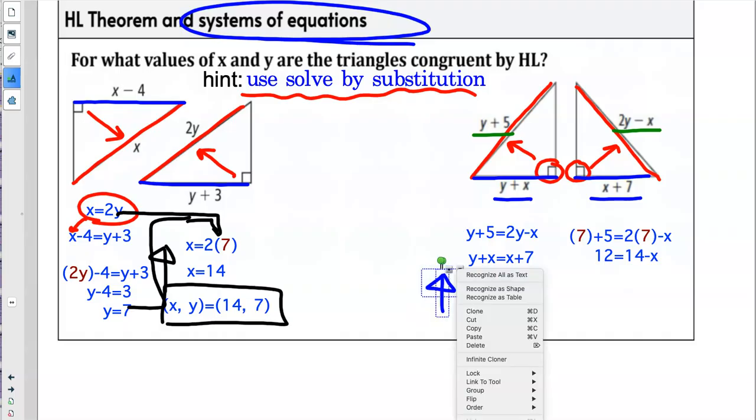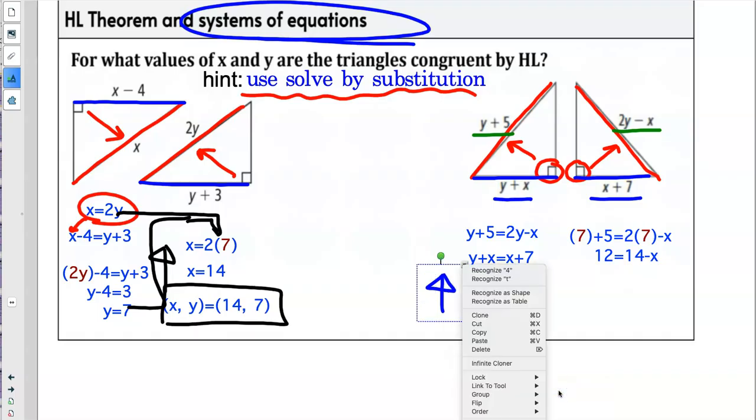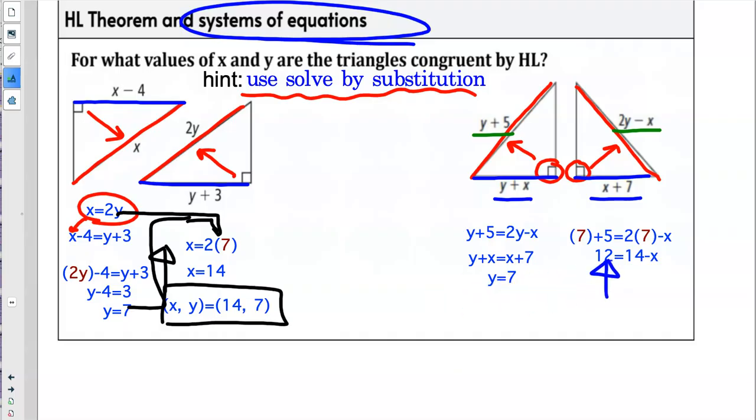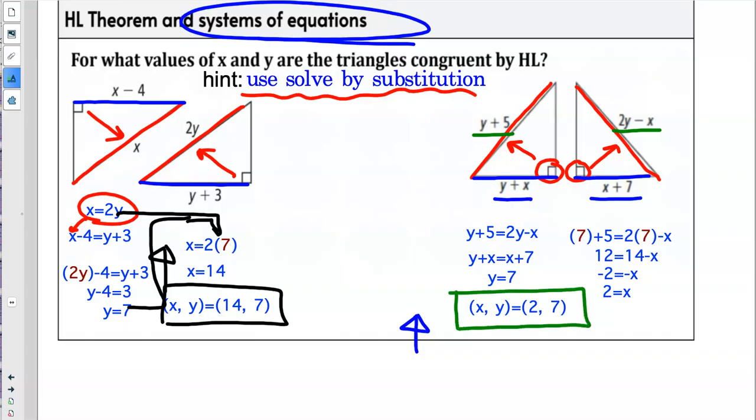Okay, I got to regroup these. Group, and I'm going to lock, allow move and rotation. All right, so I'm going to get over here, and I've got this over here. So I got this. I'm going to subtract 14 from both sides, and I get negative 2. I'm going to divide by negative 1, or multiply by negative 1. X is 2. And again, I've got my answer right here, clearly stated, and I'll probably even box it in. I hope you were able to get that one done and it didn't throw you for a loop.